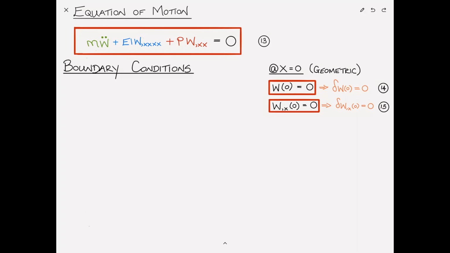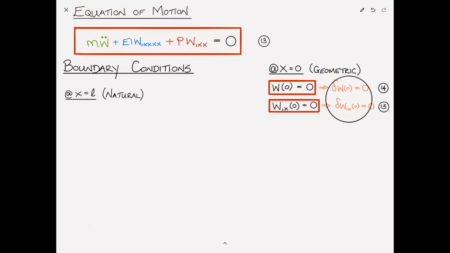All right, and now for the more interesting boundary, that's at x equals L. We have the so-called natural boundary conditions there. They're called natural boundary conditions because they naturally come out of Hamilton's principle, although I prefer to call them forced boundary conditions, but most of the texts refer to them as natural.